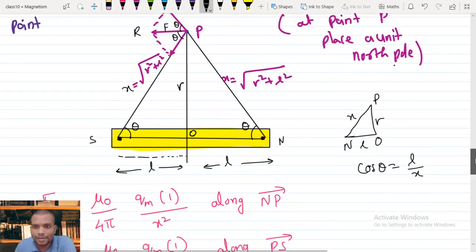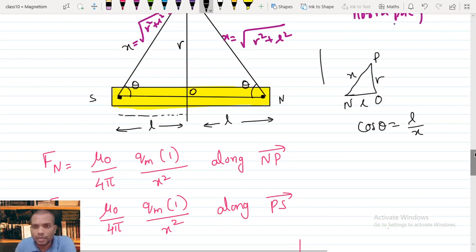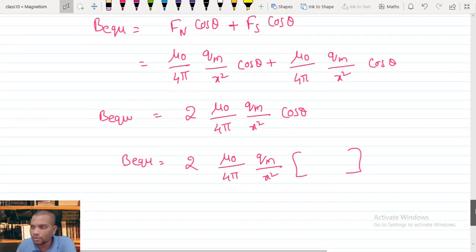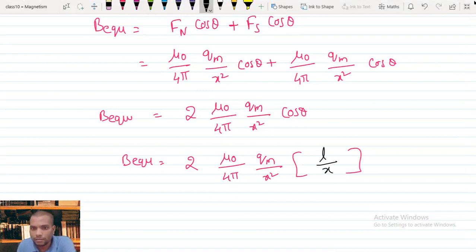And we already know the x value here; I can write it separately. We already got x from the same triangle: x equals under root of r square plus L square. So I can substitute the two values here, from cos theta equal to L upon x. Magnetic B equatorial equals mu naught upon 4 pi times 2 Qm times L upon x cube.